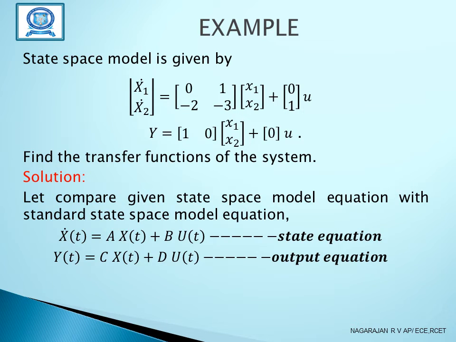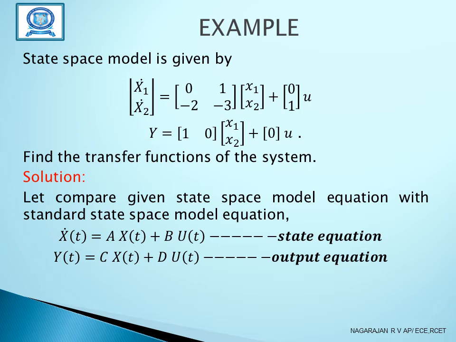We know the formula: x dot of t is equal to A into x of t plus B into u of t. This is the state equation, and the output equation is y of t is equal to C into x of t plus D into u of t. This is the output equation. Let us compare these two models. The state equation is compared with x1 dot and this matrix, and similarly the output equation is compared with y is equal to 1 0 times x1 x2 plus 0 times u.